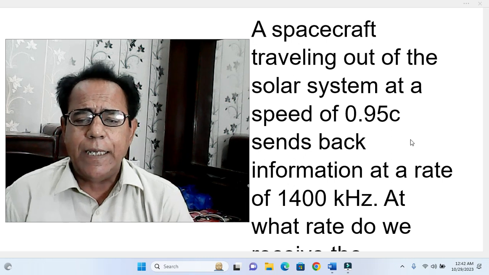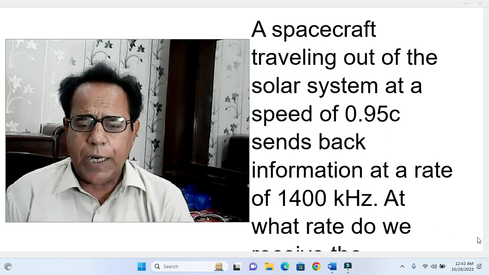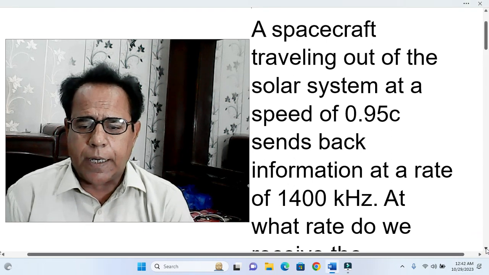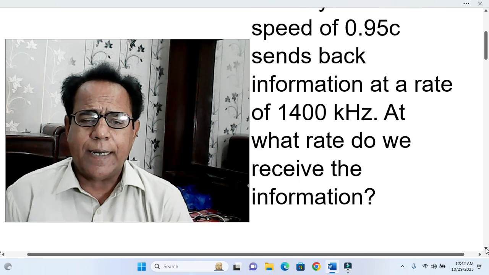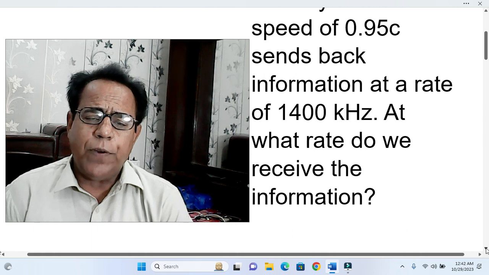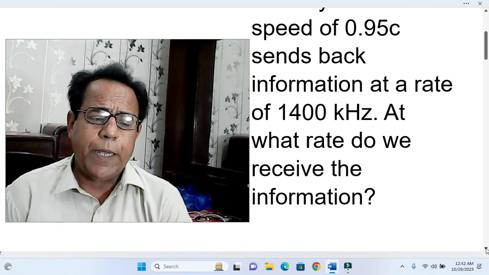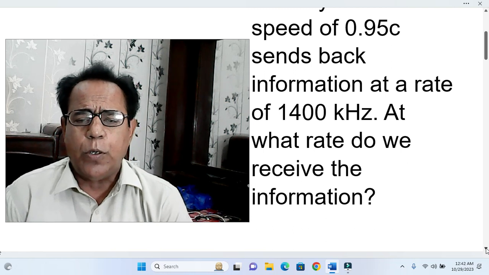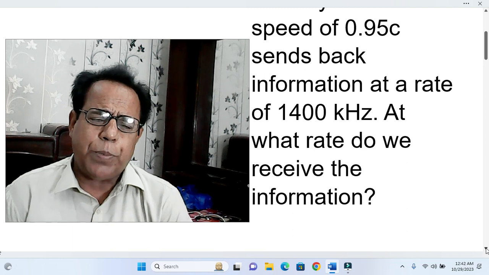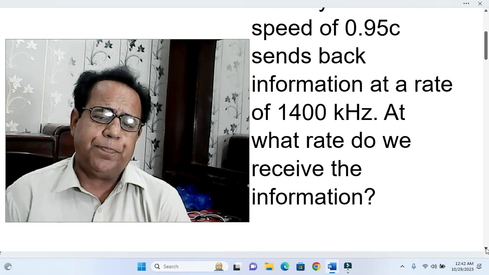sends back information at a rate of 1400 kilohertz. Okay, dear students, the unit of hertz is second inverse. 1 over second is equal to hertz. Kilo means 10 to the power 3. At what rate do we receive the information?